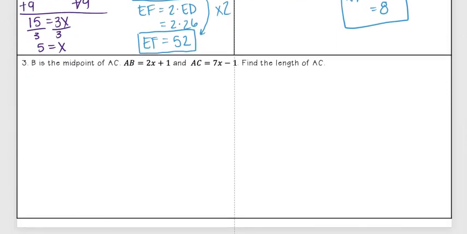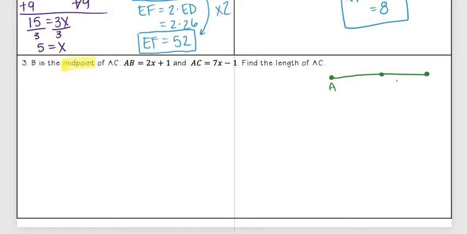Okay, now this last one's a little bit different. So again, I have that B is the midpoint of AC. And I'm given what AB and AC are. And it asks me to find the length of AC. But this time it doesn't give us a picture. So whenever that happens, I always like to draw a picture so I can visually see what's going on.